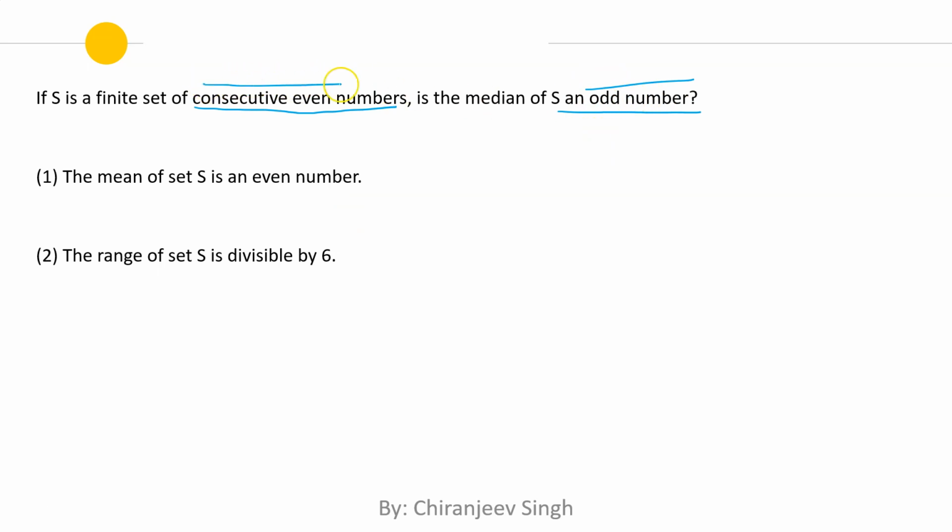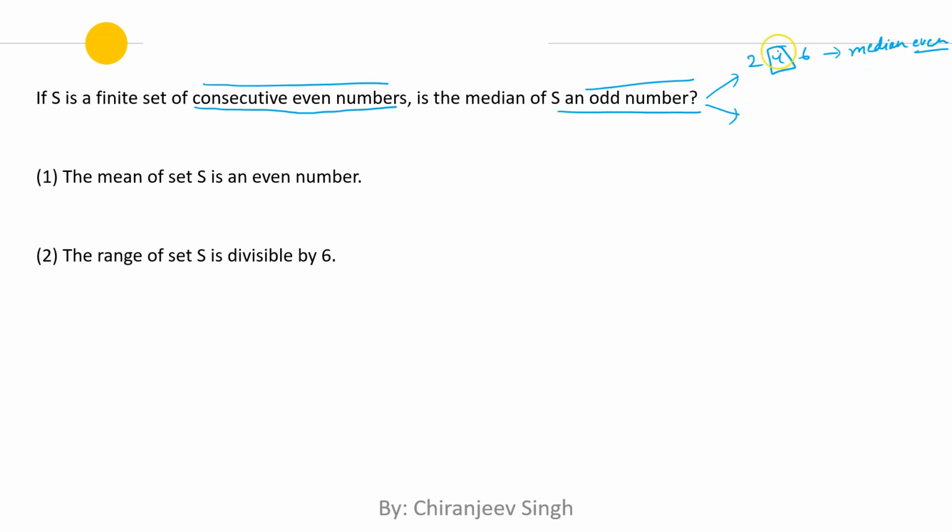It's a set of consecutive even numbers. How can the median be an odd number? So if the set has an odd number of numbers, let's say it has just three numbers, 2, 4, 6, then the median will always be the central element, right? And all the elements are even in this case. So in that case, the median will definitely be even. So if the number of elements in the set S is odd, then the median is definitely going to be even, because the median is going to be the central number, which is definitely even. Okay, so this is something that I am sure of.